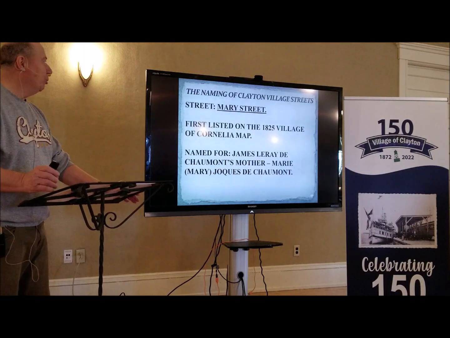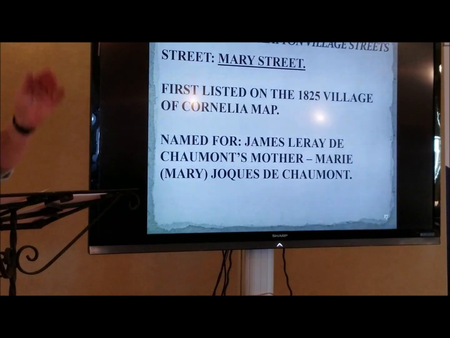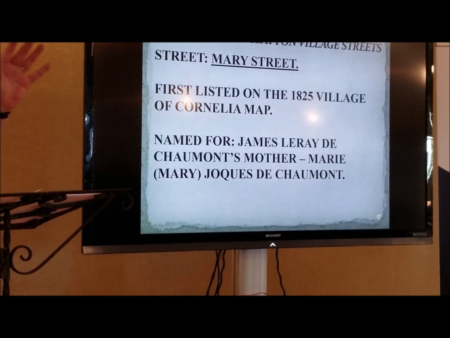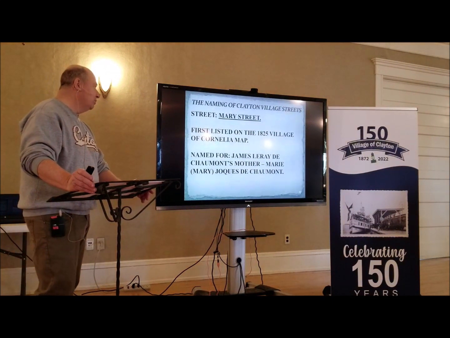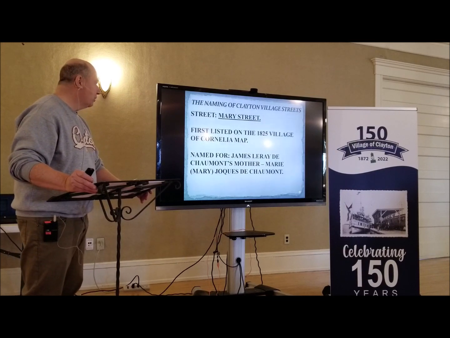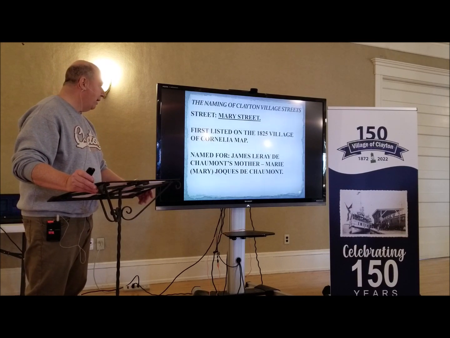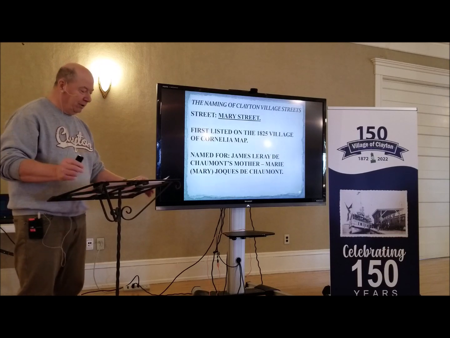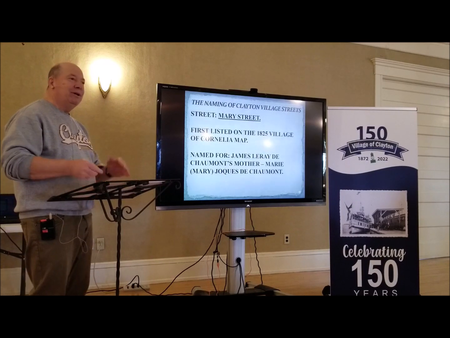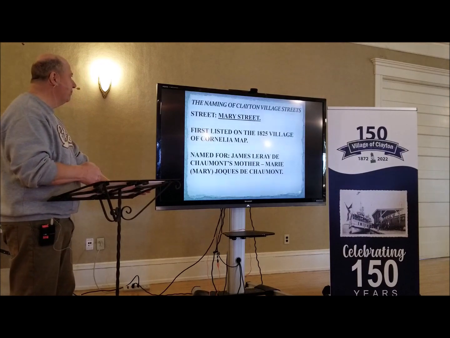All right. Mary Street, again, on the very first 1825 map. So if you own a village, you create a village, you're going to name it after your mother, your father, your brothers, your sisters, and that's exactly what they did. All right? So Mary Street, named for James LaRae de Chaumont's mother, which was actually Marie, but Mary is what she was called. Her maiden name was de Chaumont. All right? So moving on. Sounds a little boring, but at the same time, it tells you how these streets got their names.